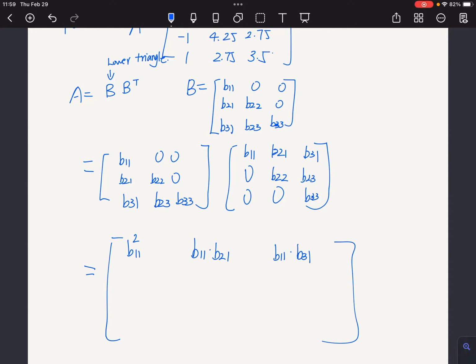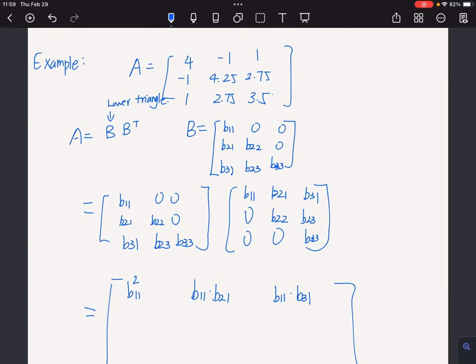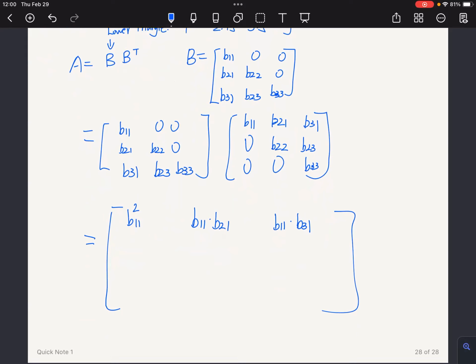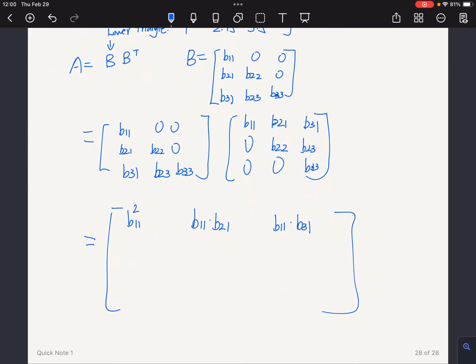Let me remind you about A. The A matrix is a symmetric one, right? So if we want to calculate the matrix here, we can use the symmetric property. We just need to calculate the things above the diagonal, and the things below the diagonal we can ignore. So let's just count the things on the diagonal and above the diagonal first.